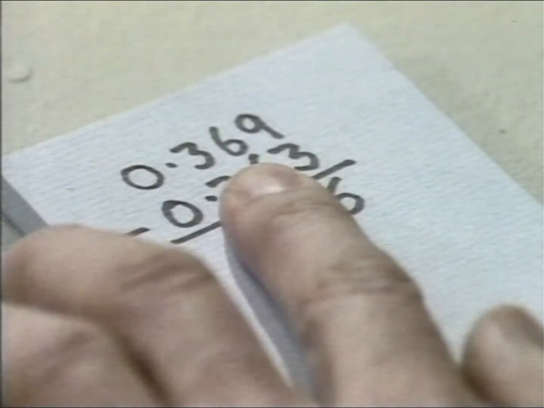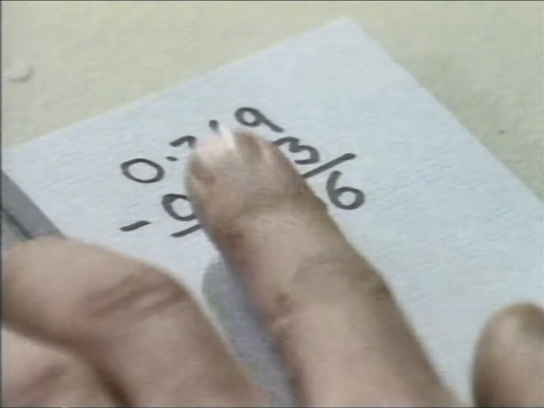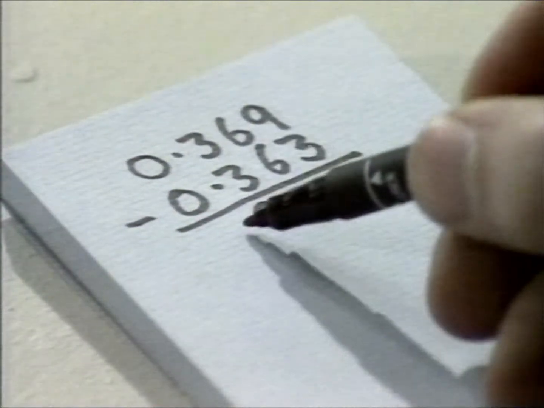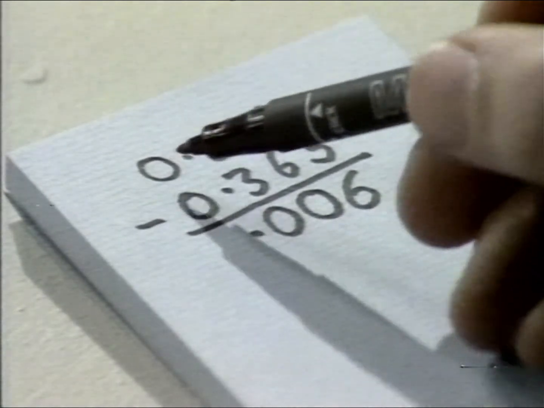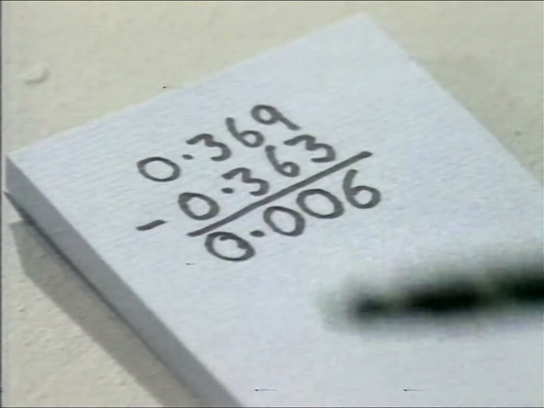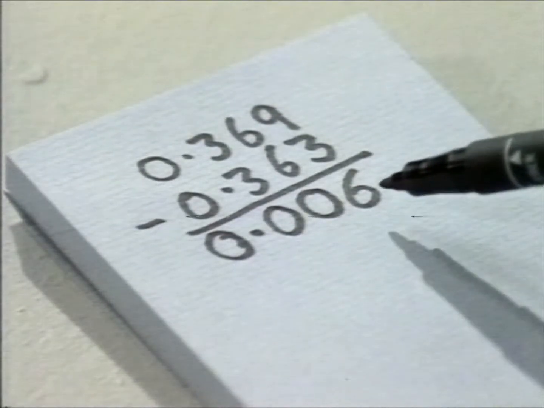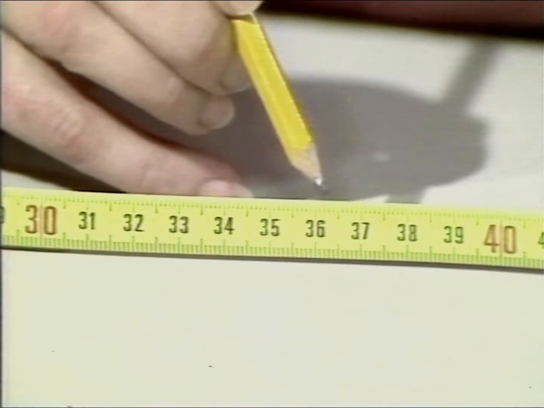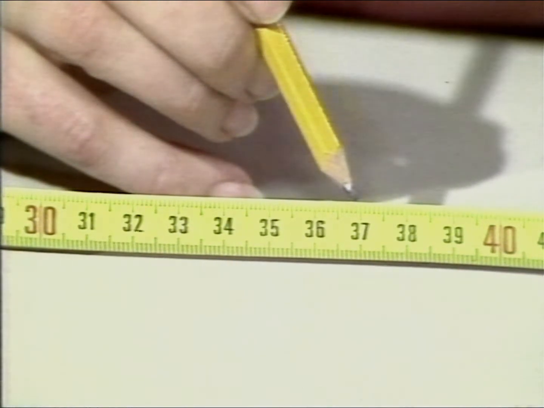By itself, it just says 6. We need a decimal point. This is the units column. No units take away no units. That's easy. 0.006 of a meter. From here to here.